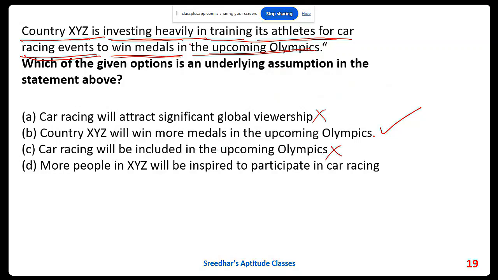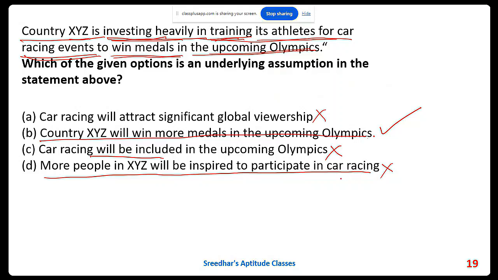See, it is already included in the Olympics. That's why they are preparing. They have already invested and they are preparing. So that means it is already included. It's not that it will be included in the upcoming Olympics. It is already included. That's why they are preparing. Okay, next. More people in XYZ will be inspired to participate in car racing. That is not given here, right? So, the assumption is the second one.